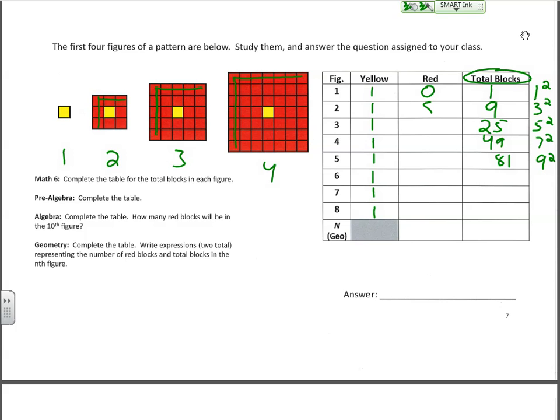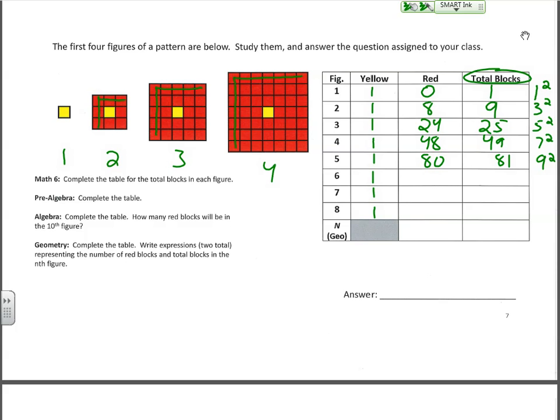9 minus 1, there are 8 red blocks in figure 2, and we can verify that by counting them. 25 minus 1, there are 24 blocks in figure 3. Again, verify by counting. And 49 minus 1, there are 48. Might not want to, but you could verify that by counting. And that got us to very efficiently predict the number of red blocks in figure 5, which would be 80.